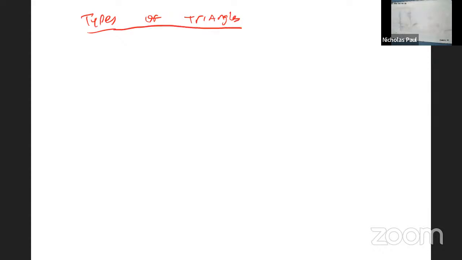All right, so we're looking at types of triangles. There are two main types that you could break it down into. You could break it up into right angle triangles. Let's do a quick little example here. A right angle triangle looks something like this.